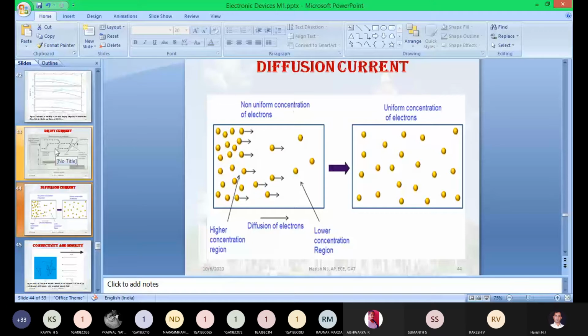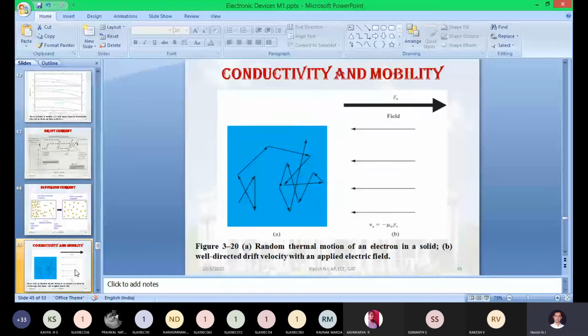Now, keeping these two concepts in our mind, we will move to the actual syllabus. Actual syllabus means our derivative part: conductivity and mobility. Before starting the derivation of this particular topic, I will give you one picture about the derivations. First, what we are going to do here, we will take one piece of semiconducting material.